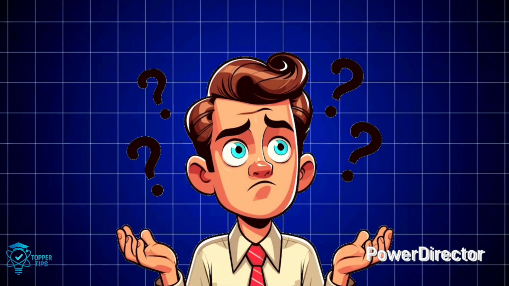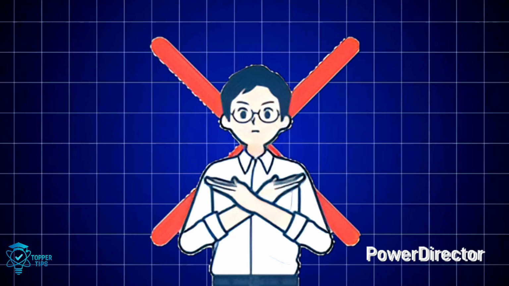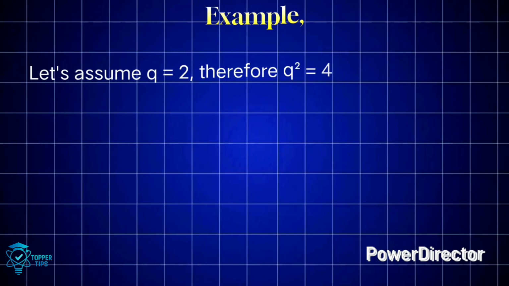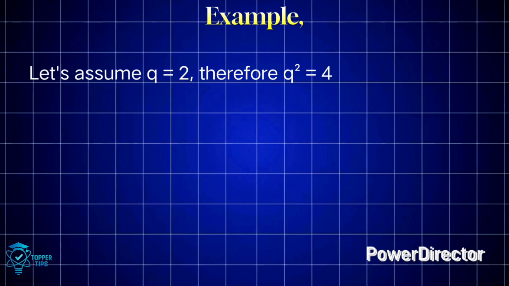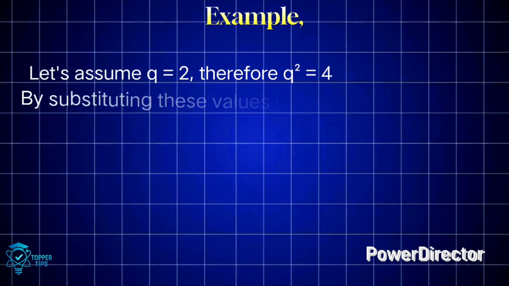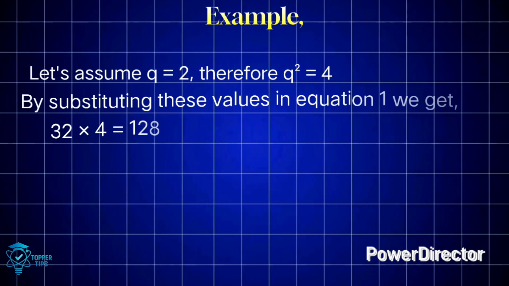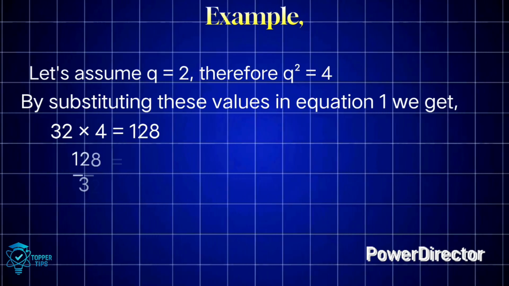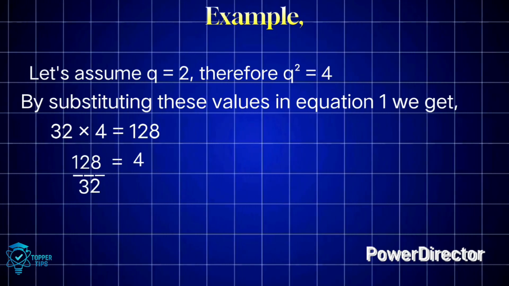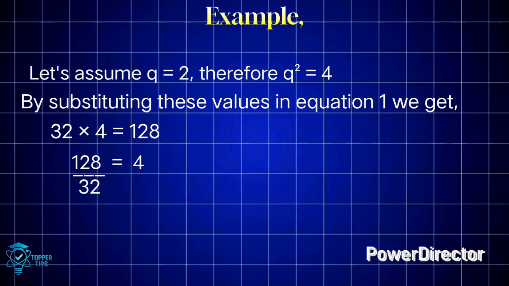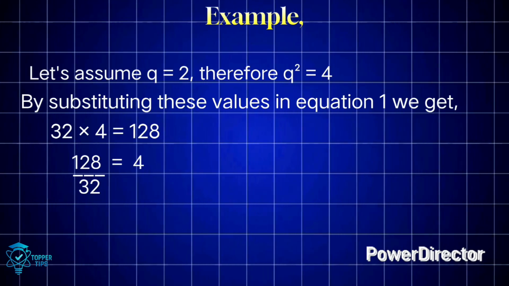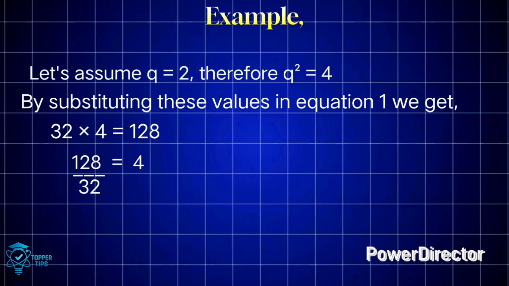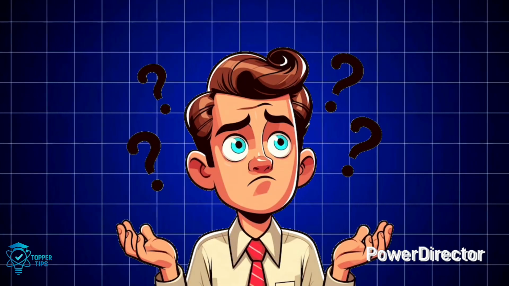Not understood? No problem, let's explain by taking an example. Let's assume that q equals 2, therefore q squared equals 4. Now if we put this value in equation 1, then we get 32 times 4 equals 128. And 128 divided by 32 equals 4, so 128 is divisible by 32. And also we know that if the square of a number is divisible by a number, then the number is also divisible by it.